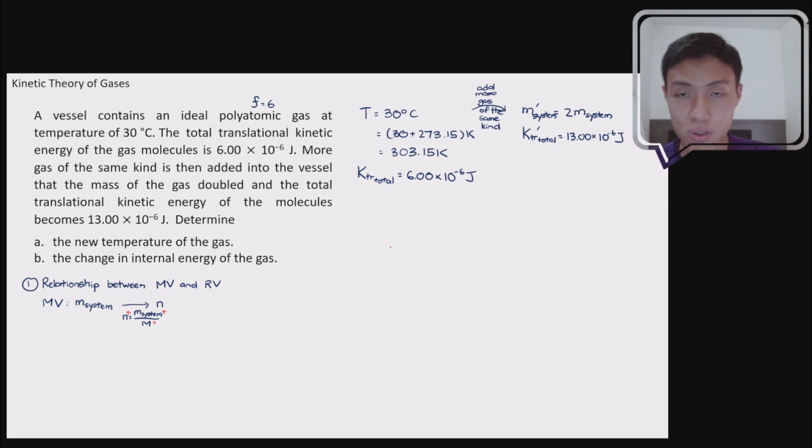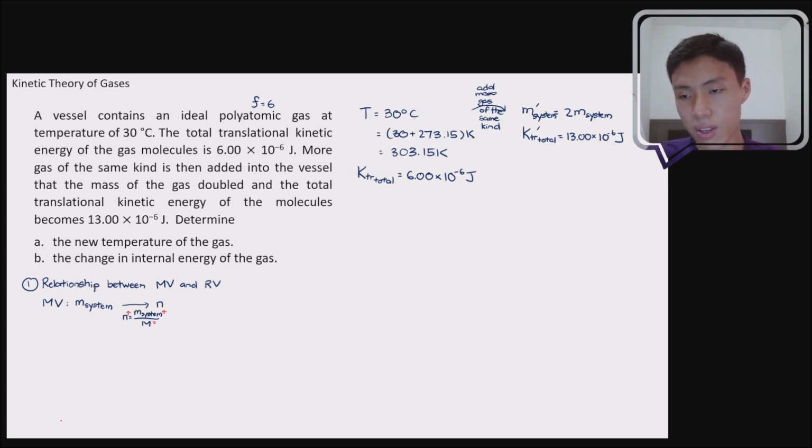You're not adding nitrogen gas, you're not adding helium gas or whatever. You're adding the same kind of polyatomic gas as just now, so the molar mass should not change. So if the molar mass doesn't change and the mass of the system increases, the number of moles should also increase as well. Okay, so that's just something to know.